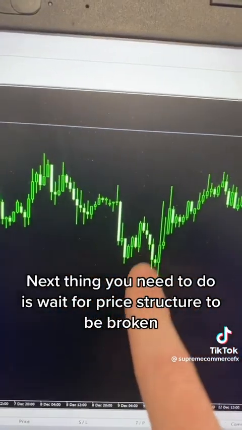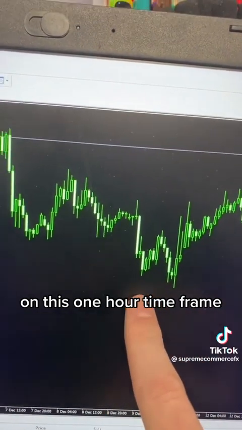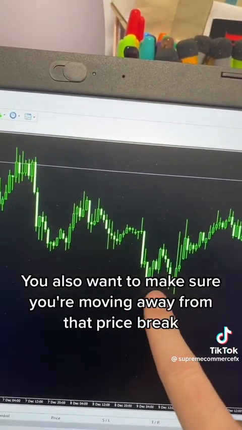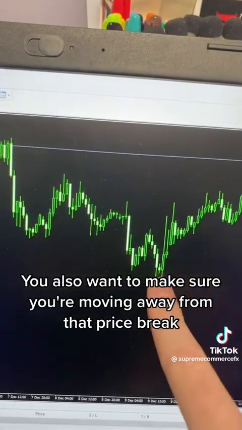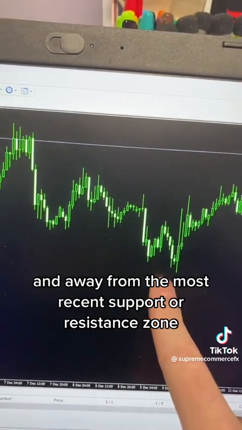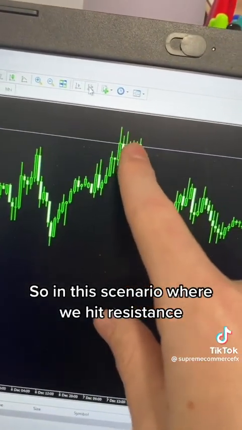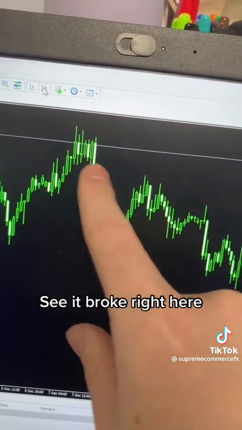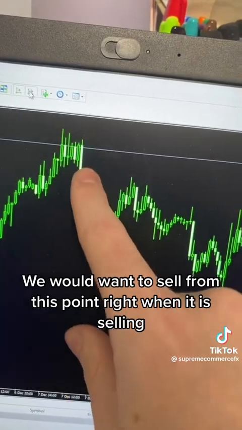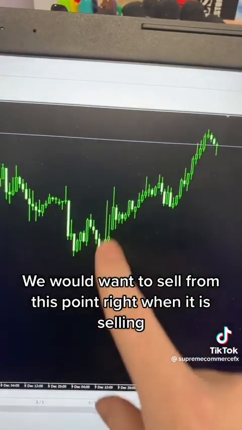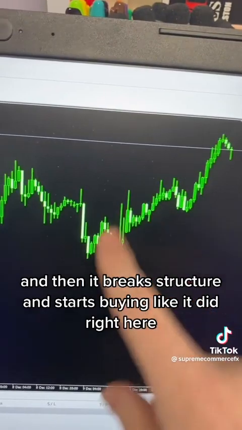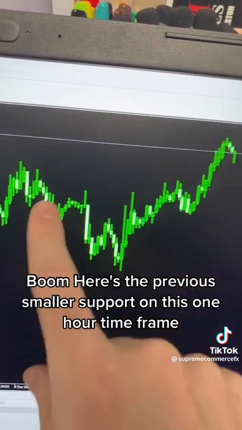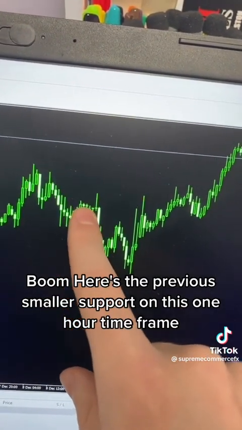Next thing you're going to do is wait for price structure to be broken on this 1 hour time frame, right? You also want to make sure you're moving away from that price break and away from the most recent support or resistance zone. So in this scenario where we hit resistance, if we wanted to start trading after this price broke, see it broke right here, it broke down, we would want to sell from this point, right? When it is selling and then it breaks structure and starts buying like it did right here, it broke price structure right here, here's the previous smaller support on this 1 hour time frame.